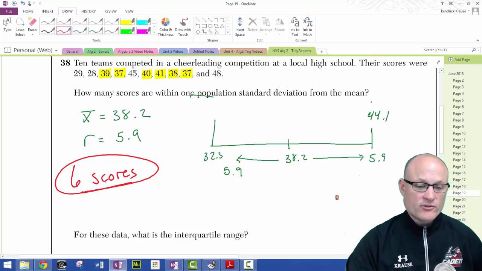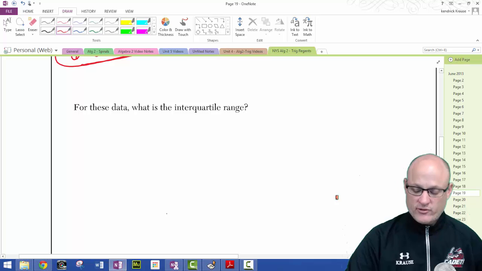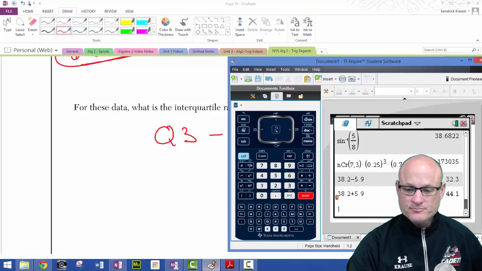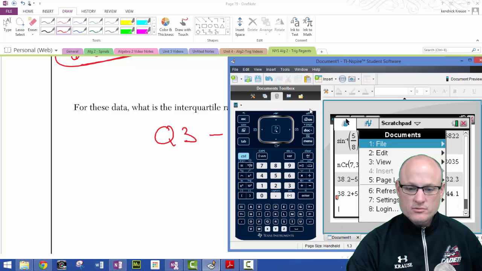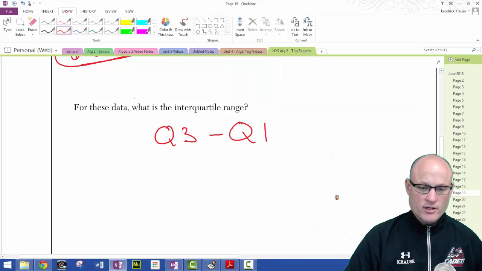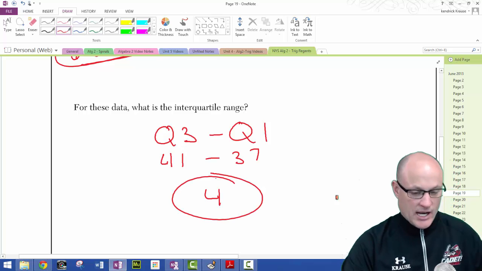Now the next question says, what is the interquartile range? Interquartile range is quartile 3 minus quartile 1. So go back to your calculator. Go back to where you were working. And quartile 1 is 37 and quartile 3 is 41. So 41 minus 37, or 4.